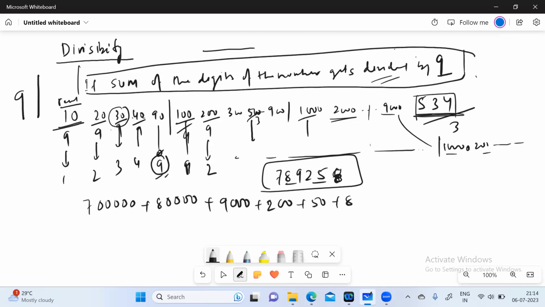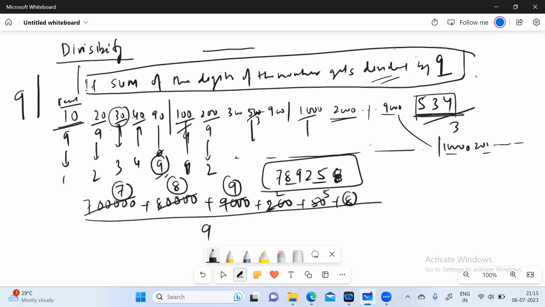And I know that if these numbers get divided by 9, here I'll get the remainder 7, here I'll get the remainder 8, here I'll get 9, here 2, here 5, and 8 itself. So I'll add all these: 7 plus 8 is 15, 15 plus 9 is 24, 24 plus 2 is 26, 26 plus 5 is 31, 31 plus 8 is 39.